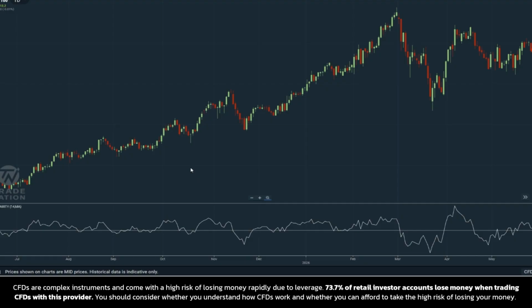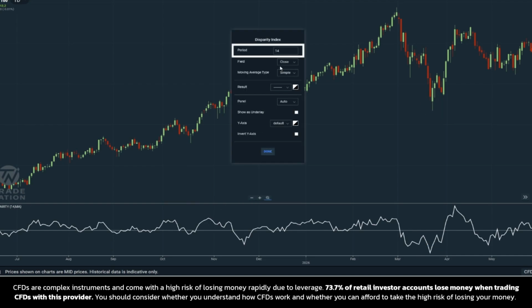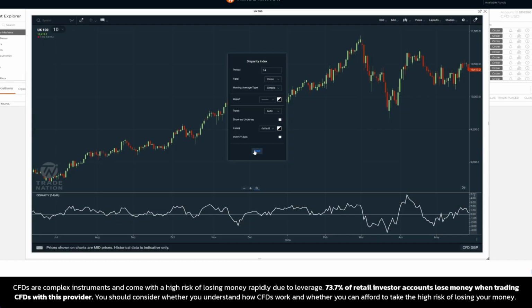What gives the indicator practical value on TN Trader is that it helps quantify something traders often judge visually. Instead of simply saying price looks extended, the Disparity Index measures that distance directly against the chosen moving average. TN Trader also allows the study to be shaped through its main inputs, including the period, the field, and the moving average type, which makes it easier to adapt the indicator to the chart and market you are reviewing.